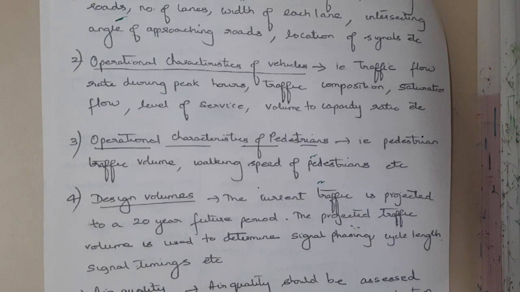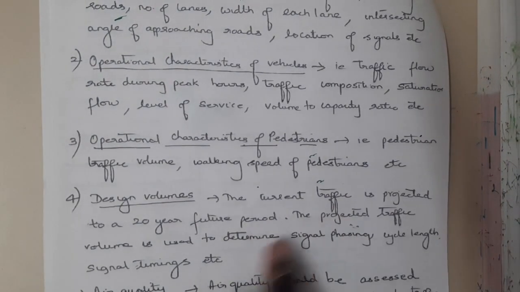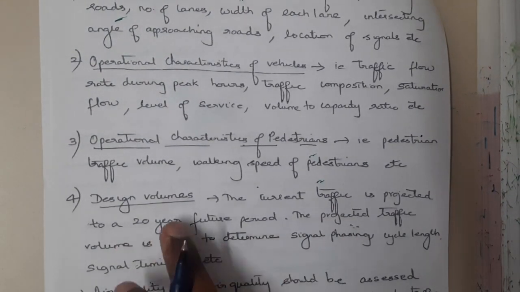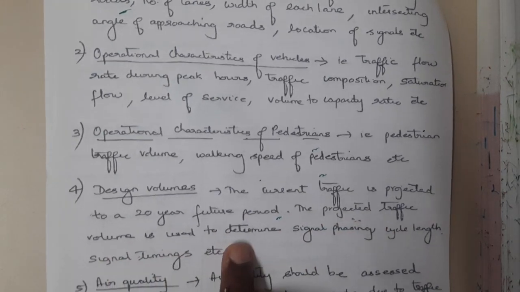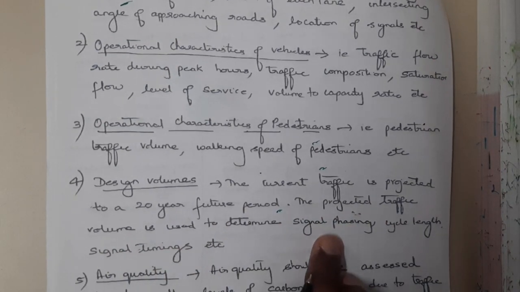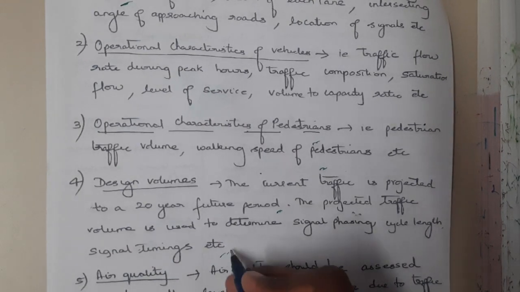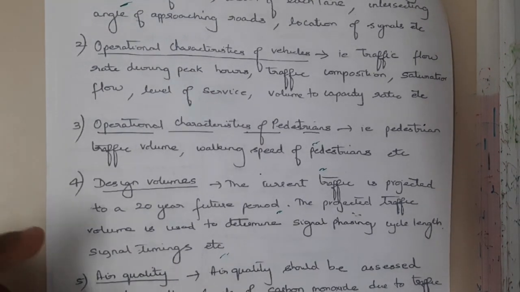Similarly, design volumes. The current traffic is projected to a future period of 20 years. The projected traffic volume is used to determine the signal phasing and cycle using the signal timings. So this is also a factor.